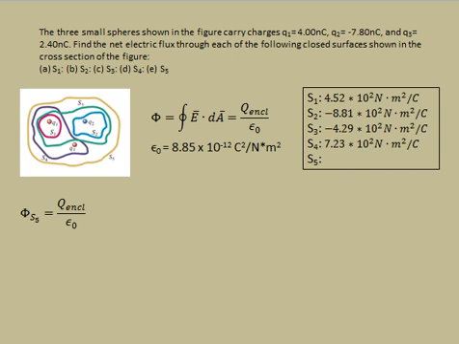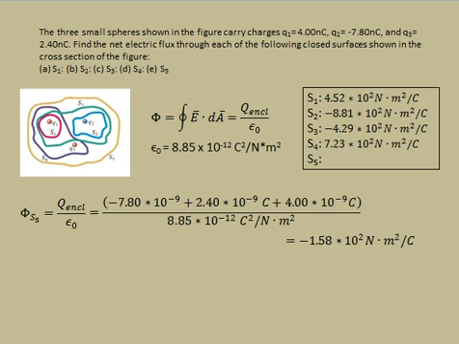And finally, surface 5 is seen in gold, and it contains all 3 charges. Again, to find the net flux through the surface, we need to calculate the net charge enclosed in the surface, so we add the charges together, paying attention to their signs. We then calculate negative 1.58 times 10 to the second newton meters squared per coulomb.